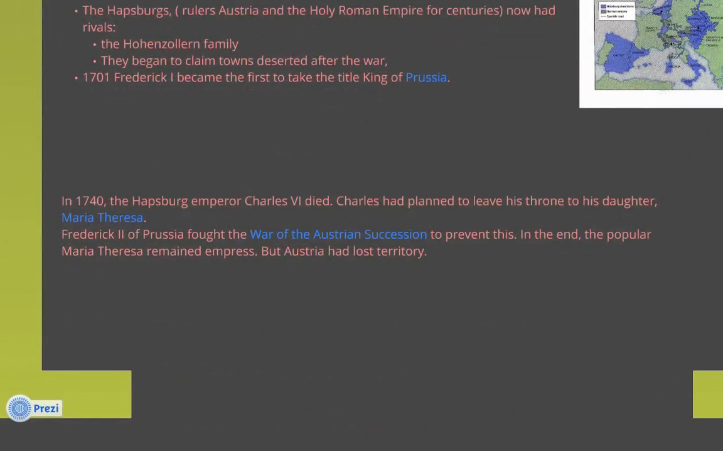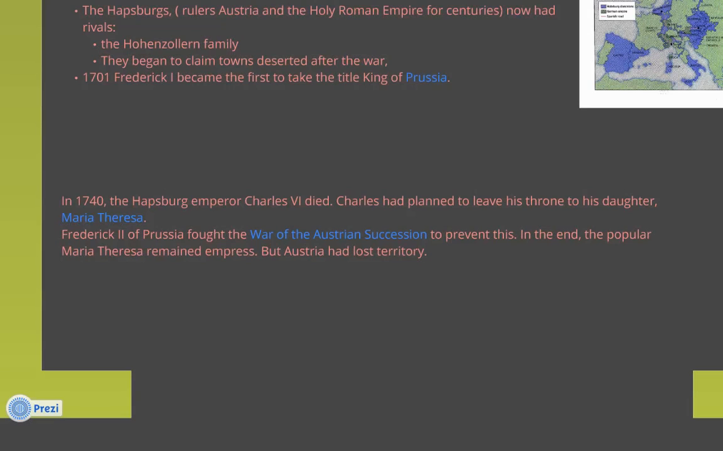Now, in 1740, the Habsburg Emperor Charles VI dies, and what Charles had planned to do was leave his throne to his daughter, Maria Theresa. But Frederick II of Prussia is not going to want her to take over this throne, and so they're going to fight the War of Austrian Succession.